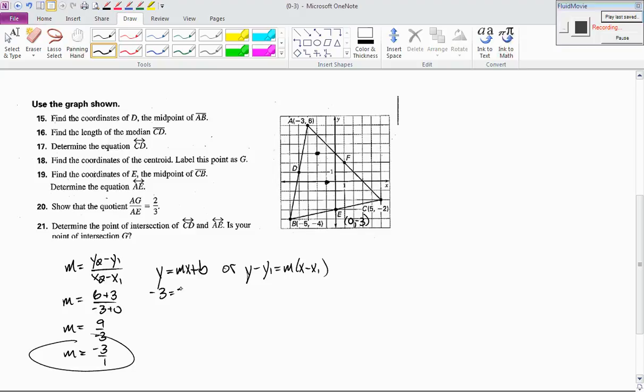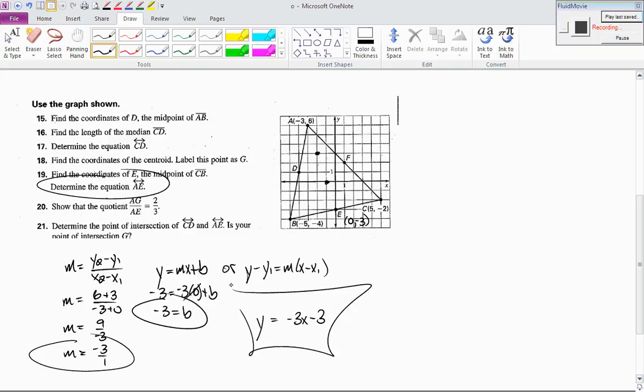Negative 3 equals negative 3 times 0 plus b. Because we're multiplying by 0, this product is 0. That term really just eliminates itself. So we have negative 3 equal to b. So double check, we do in fact have a y-intercept of negative 3, which we knew already. Through that calculation, we have both the slope and the y-intercept, so the equation of line AE would be y equals negative 3x minus 3. And that's how you solve question 19 from the geometry homework.